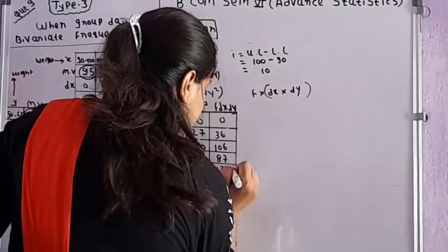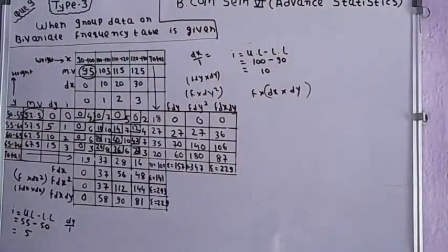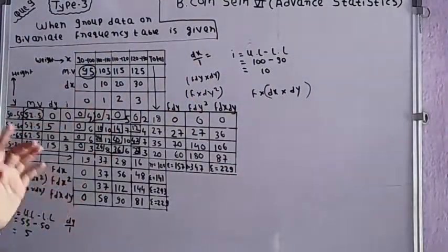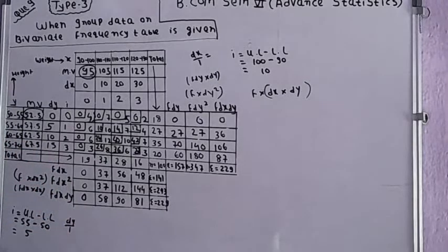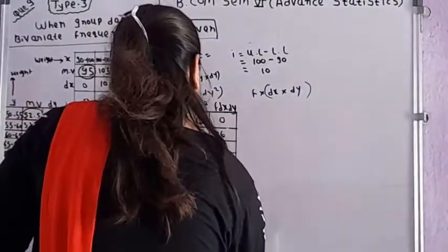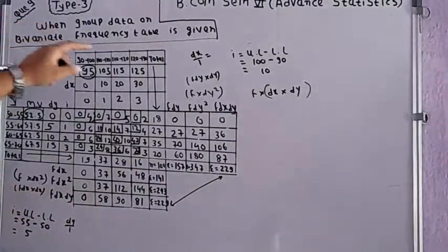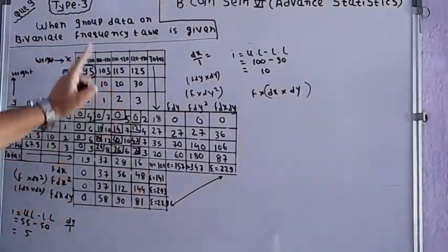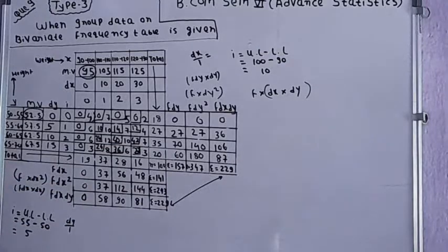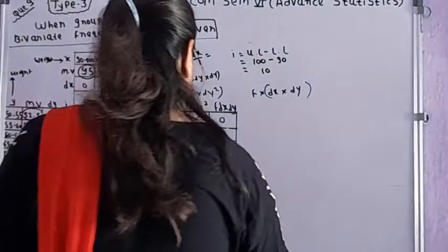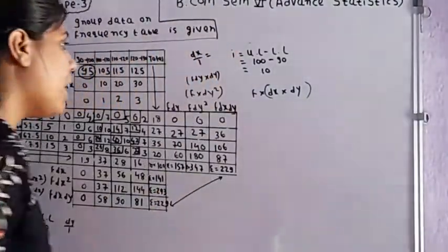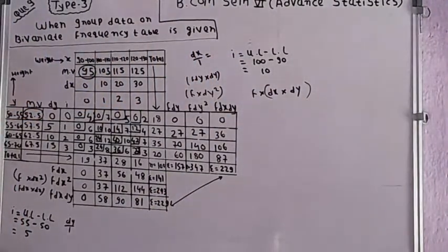Now, to decide whether this bivariate frequency distribution is right or wrong, we have one parameter. What is that parameter? Summation of f dx dy for both series should be equal. Here, summation of f dx dy for the x series comes to 229, and for the y series also comes to 229. These are equal, which means the bivariate frequency table that we have made is correct.